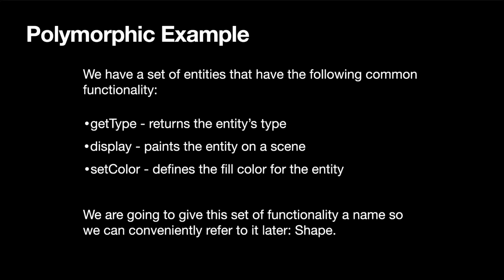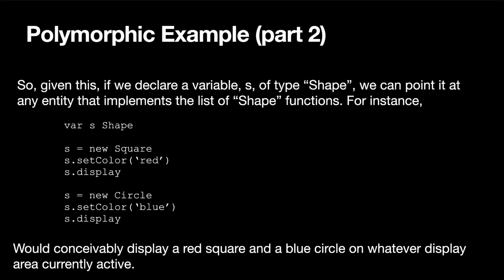We're going to give this set of functionality a name so we can conveniently refer to it later. In this case, we're going to give it the name shape. And this defines an interface, the shape interface. So once we have this, we can create a variable of this type, and then we can start calling these functions on it to make it do the things we would expect something of that category or classification to be able to do.